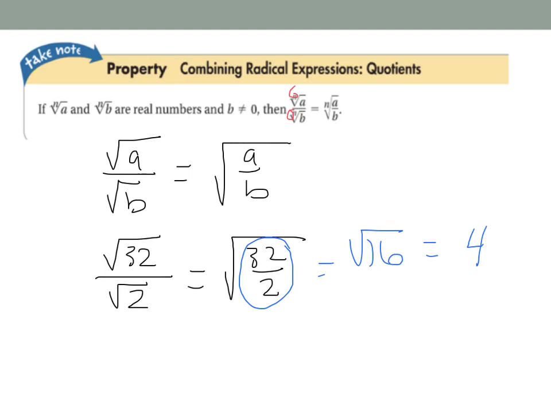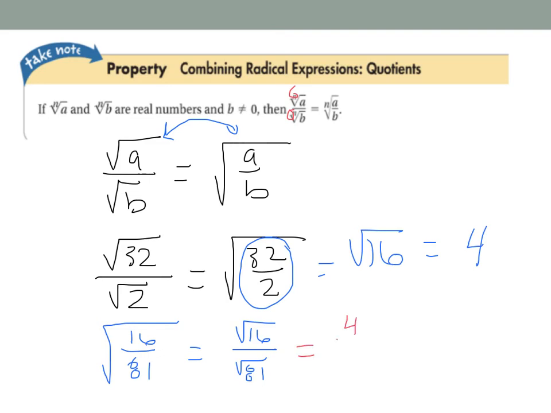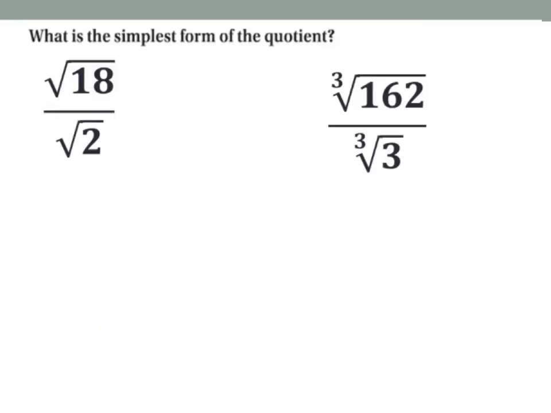Now this concept goes both ways. So if I had one large square root of 16 over 81, I could rewrite that as the square root of 16 over the square root of 81. Why would I want to do that? Well, 16 has a perfect square of 4 and 81 has a perfect square of 9. So it can go both ways, this concept.